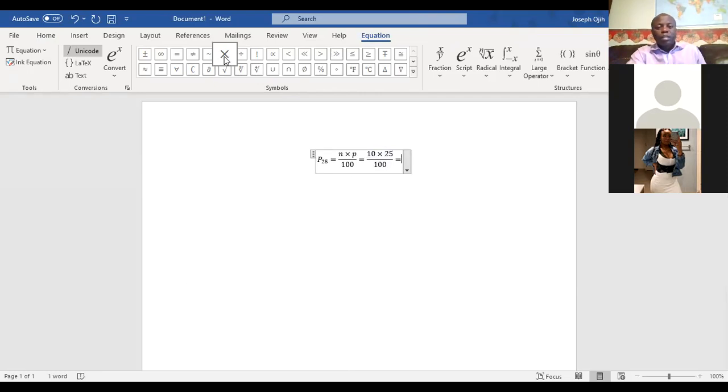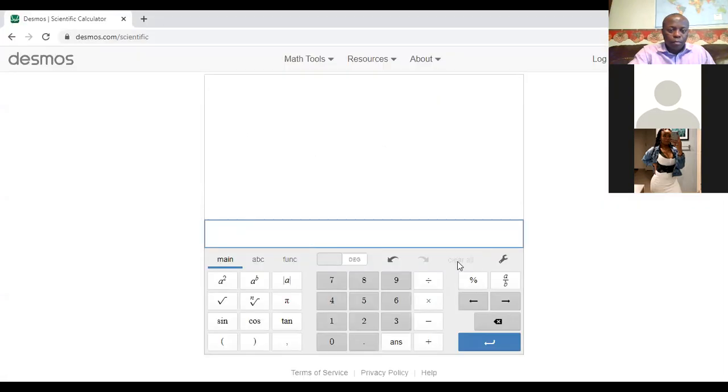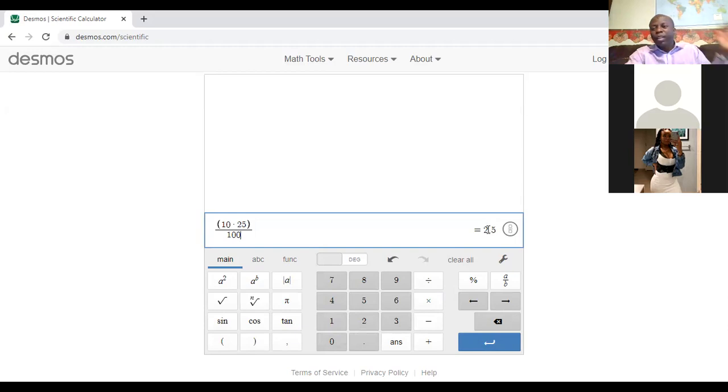Which is 10 times 25. Let's do it on the calculator. So we have 10 times 25 over 100. So 2.5. Now you have a decimal part of it. If you have a decimal part, just round to go to the next number.